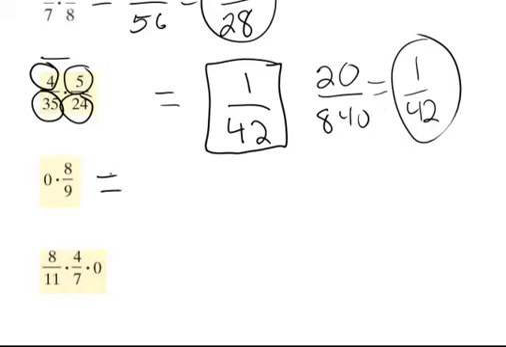Now, for the next problem, 0 times 8 over 9. I want you to remember, anytime you multiply by 0, the answer is 0. Same thing for the next problem. I don't actually have to worry about multiplying 8 times 4, 11 times 7, because the fact that they're getting multiplied by 0 tells me that my answer here is going to be 0.